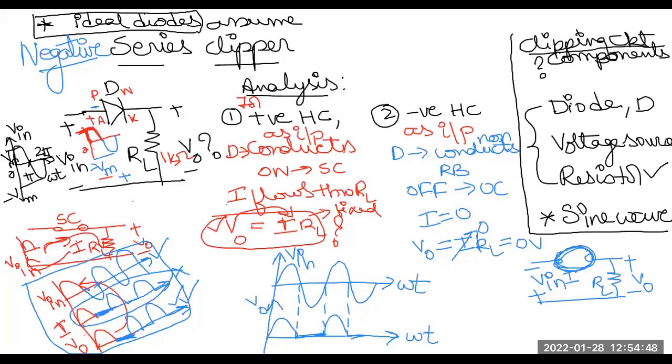Yes, ma'am. Now, if you want to get a positive series clipper, what do you think is the change? The orientation of the diode. What do I mean by orientation of the diode? Changing the position of the diode, reversing. For the negative series clipper, I connected the anode first, right? But to get a positive series clipper, interchange the terminals of the diode. That means connect the cathode first, anode next. So it gives you a positive series clipper.